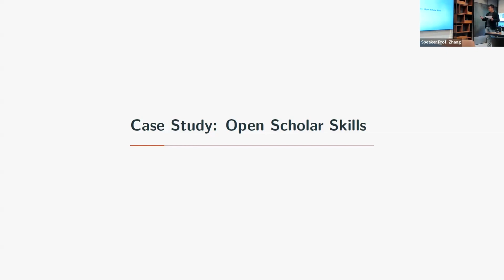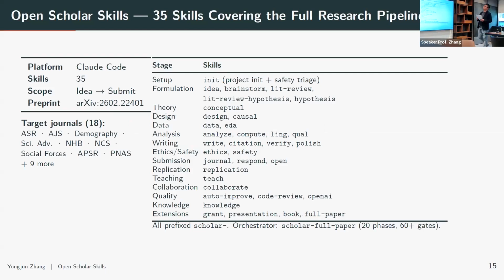So I'll just give you some few demos. Again, open source skills are still evolving. When I was preparing the slides, we had 35 skills, but right now it's over 40. So here we are trying to think about the whole research pipeline. We're trying to group these skills into different stages, from project setup. When you're working on your project, what are you going to do?